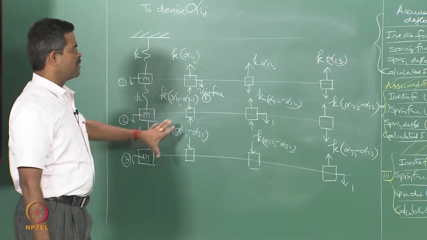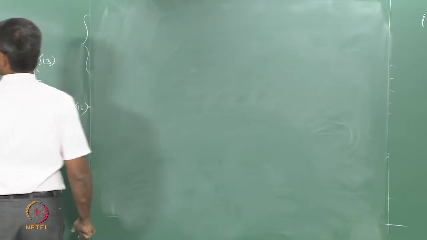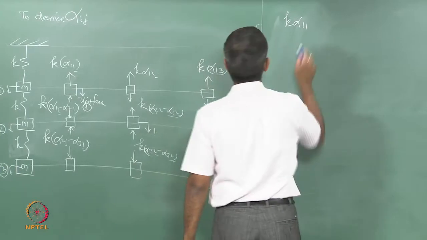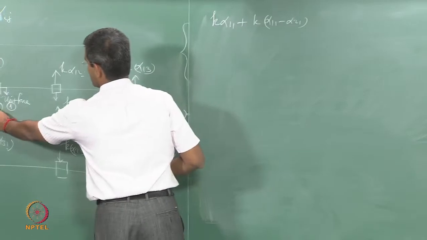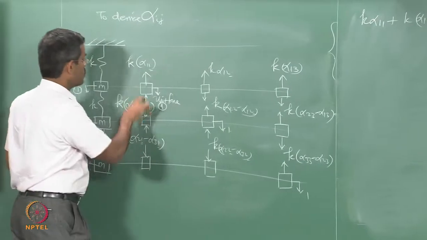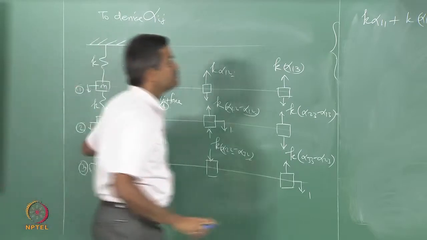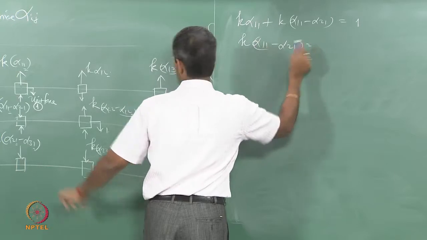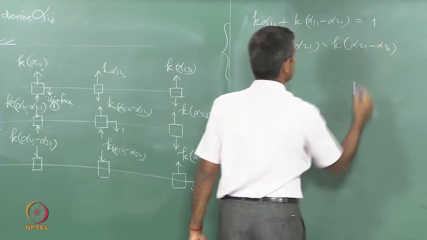So, I want to write the force equilibrium equations for this. Let us pick up this: k of alpha 1 1 plus k of alpha 1 1 minus 2 1, that is this. These two should be equal to 1. Why? Because these two forces for this mass point are upward, but this is downward. Similarly, here k of alpha 1 1 minus 2 1 should be equal to k of alpha 2 1 minus 3 1.